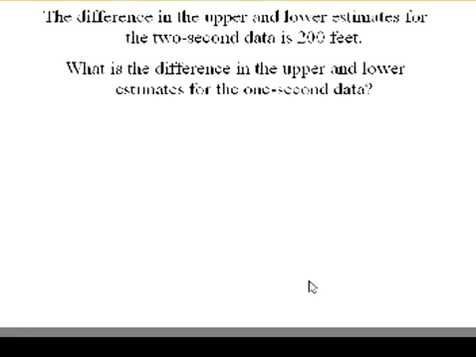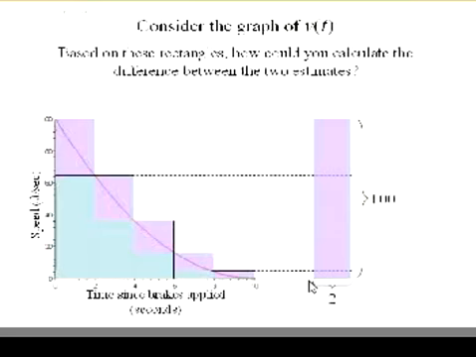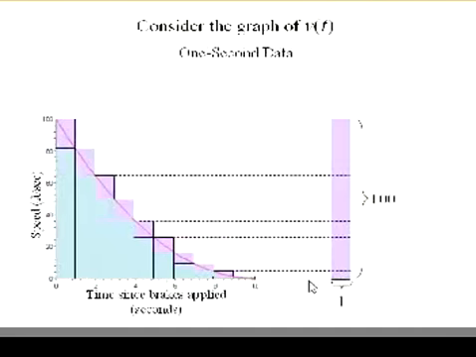What about for 1 second? Well, if you remember, our upper and lower estimates were 385 and 285, so they were 100 feet apart. Well, here they are for the 2-second time interval, here they are for the 1-second time interval. Alright, so notice we're always having this 100 multiplied by whatever our time interval is. So, for 2-second data, it's 200 feet. For 1-second data, it's 100 feet.